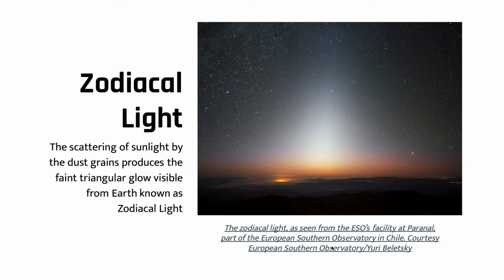The interplanetary dust is actually visible from Earth just before sunset or sunrise, at which time it appears as a faint triangular glow known as the zodiacal light. The name zodiacal light was first used by the famous astronomer Cassini, who was the first to correctly describe the phenomenon as being sunlight reflected from dust grains.